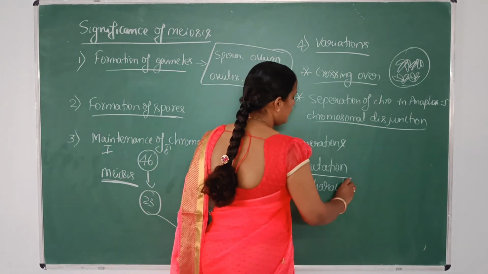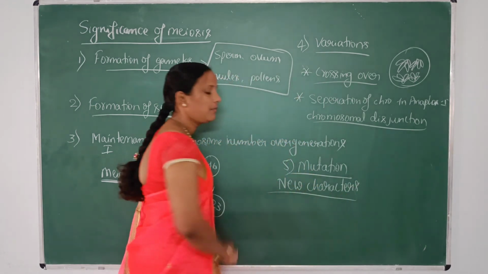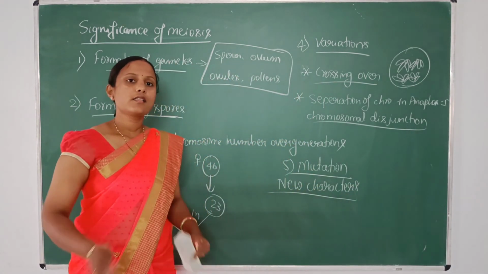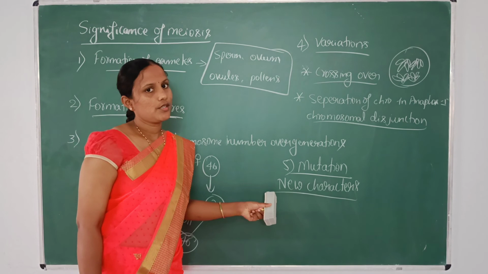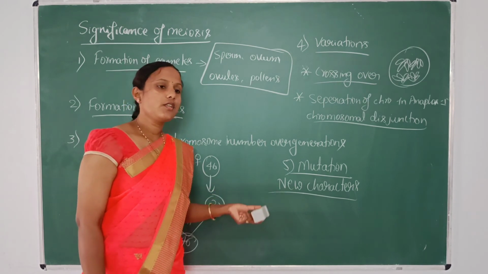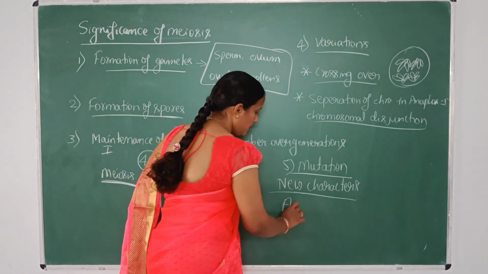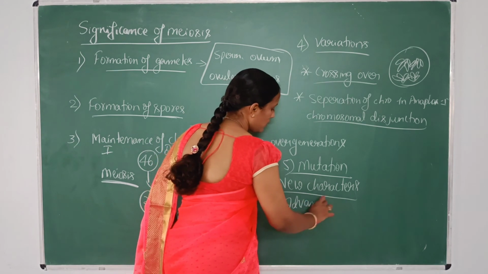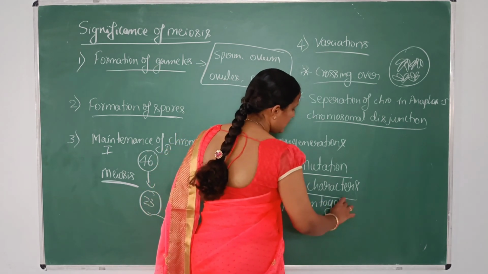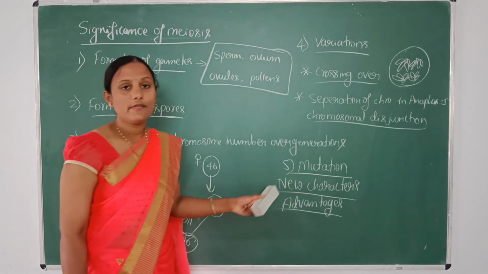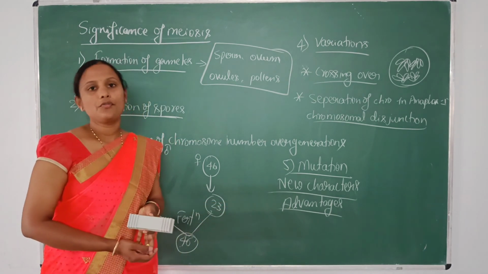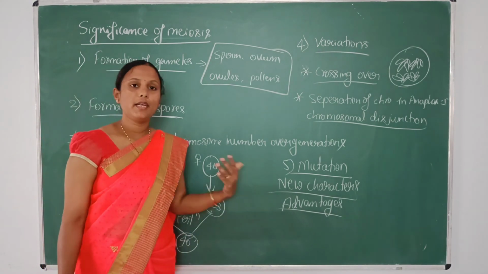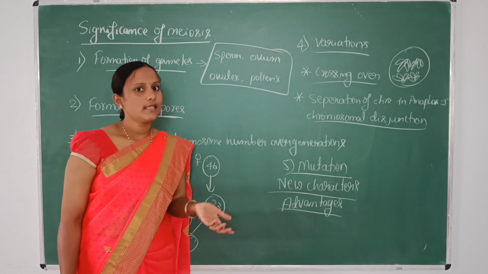Sometimes we will appear very different from the parents. It may be because of the mutations which are taking place, and the mutations may be advantageous. In case of plants, we can study it very easily. If there is the appearance of a new character, the new character may be advantageous or it may be disadvantageous.